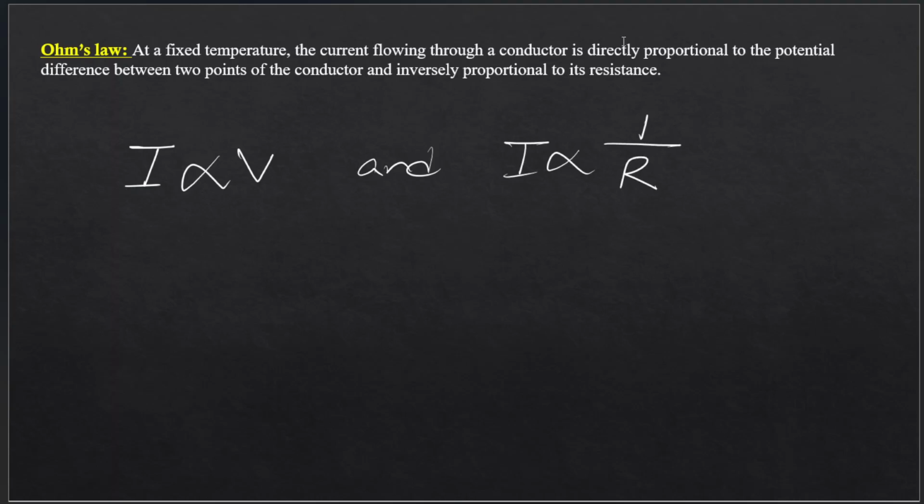Now we combine these two proportionalities, and we write an equation, a formula. I is equal to V over R, and this is the Ohm's law formula, and it's a very important formula for electricity.